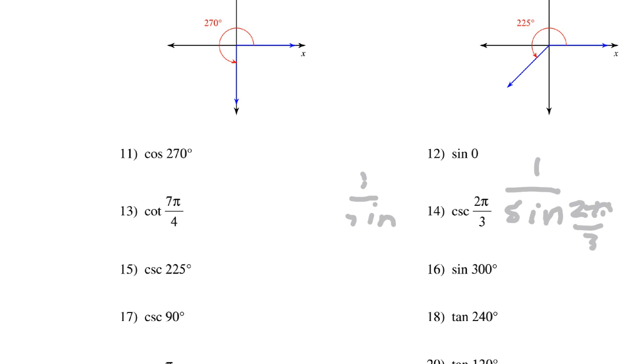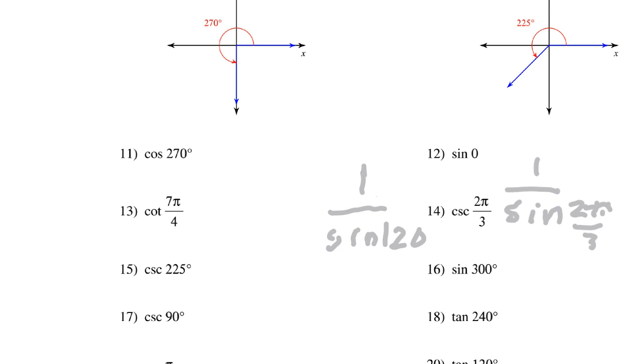So I'm going to do this one a little differently. I'm going to take it to degrees and then go through the degree measures and show you how we get this answer. Okay, so what is 2 pi over 3? Well, 2 times pi, which is 2 times 180, is 360. 360 divided by 3 is 120. Hopefully that's right. So this is really 1 over the sine of 120.